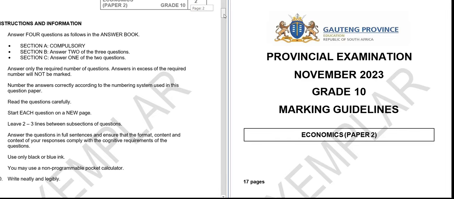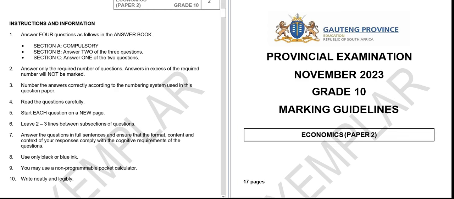So of course, these are our instructions and information, whereby in information number 1, you have to answer 4 questions as follows. In the answer book, we've got section A, section B, and section C. Of course, section A is compulsory. In section B, you have to answer 2 of the 3 questions, and in section C, you answer 1 of the 2 questions. So basically, this is our first part, where we have the instructions and information. And of course, we take note that we are going to start with section A, where it is compulsory.